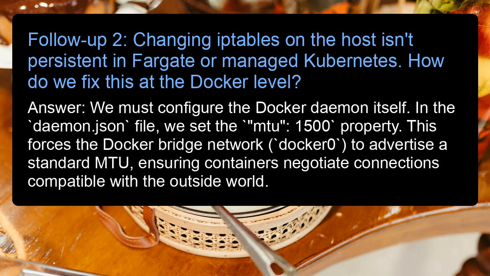How do we fix this at the Docker level? Answer: we must configure the Docker daemon itself. In the daemon.json file, we set the MTU property to 1500. This forces the Docker bridge network, docker0, to advertise a standard MTU, ensuring containers negotiate connections compatible with the outside world.